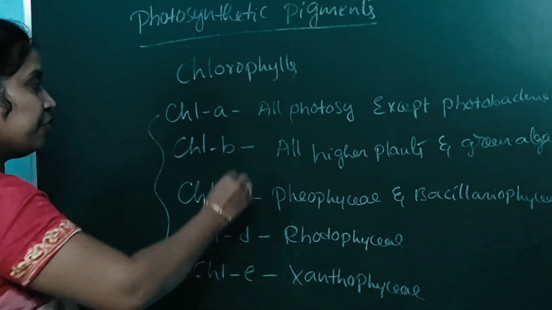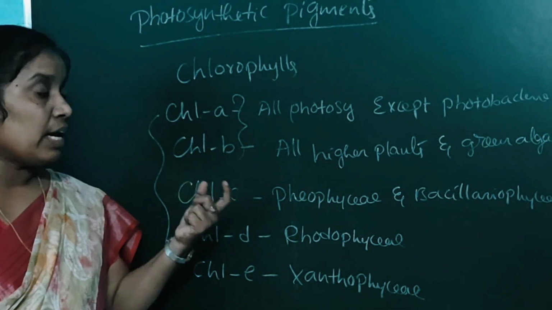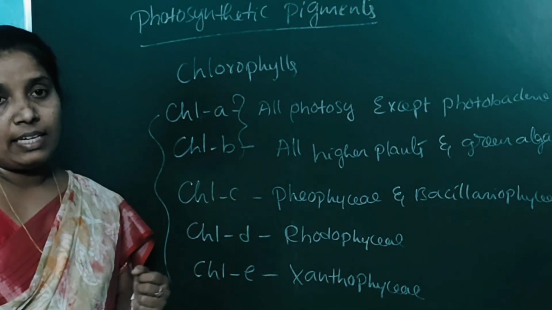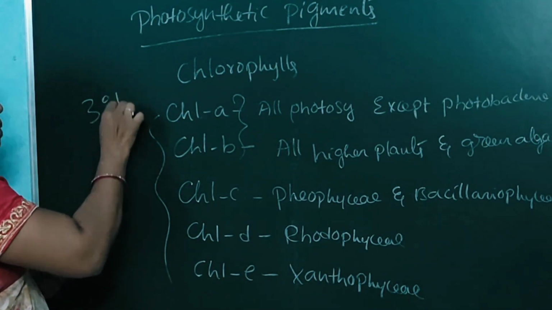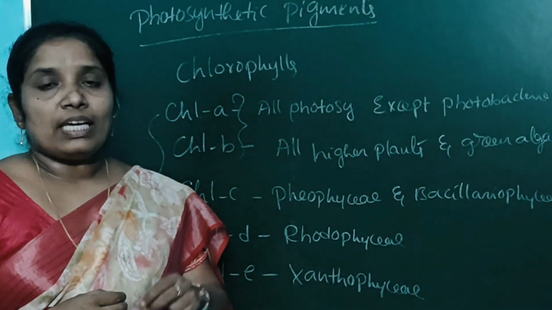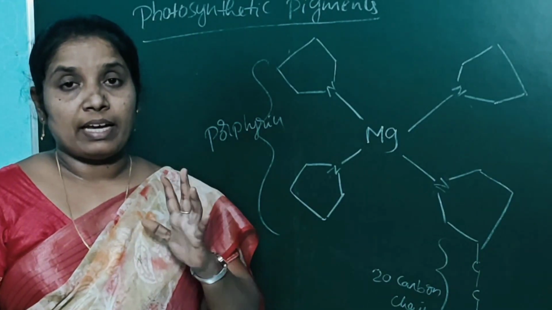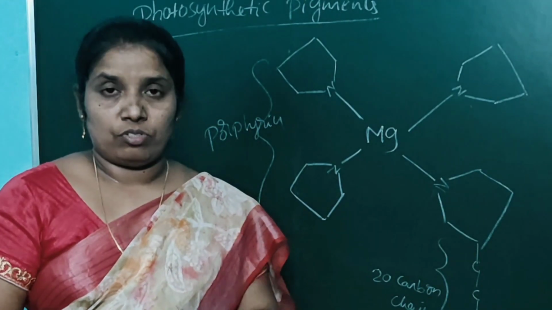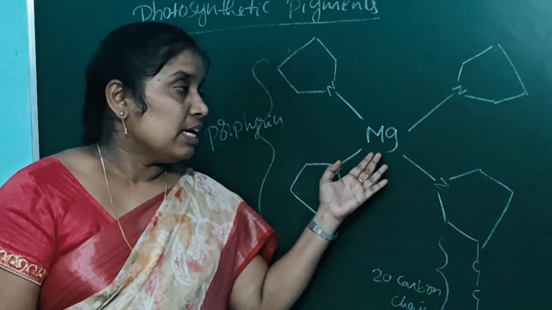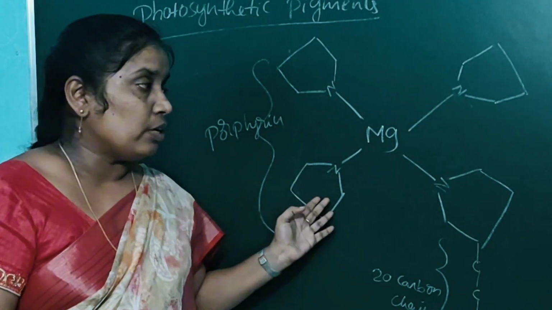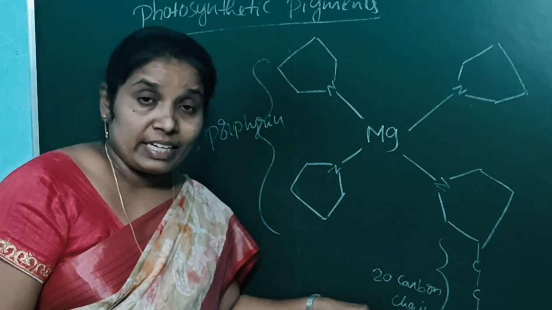Among them, chlorophyll A and B are the important chlorophyll pigments. They are mainly found in all higher plants as well as green algae, and they are present in a 3:1 ratio. Each chlorophyll pigment has a special structure, a head and a tail. The head, a porphyrin head, means a single magnesium atom is connected to 4 pyrrole rings, and there is a tail containing 20 carbons.